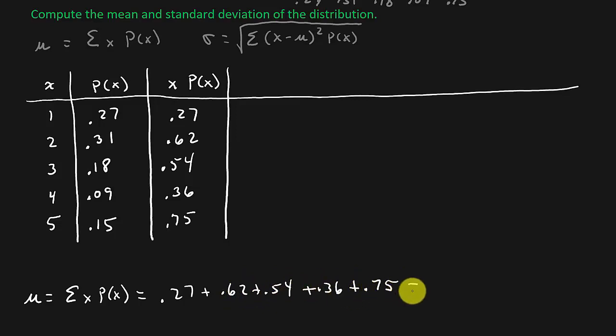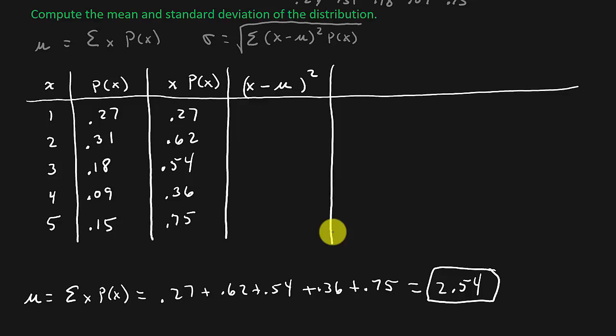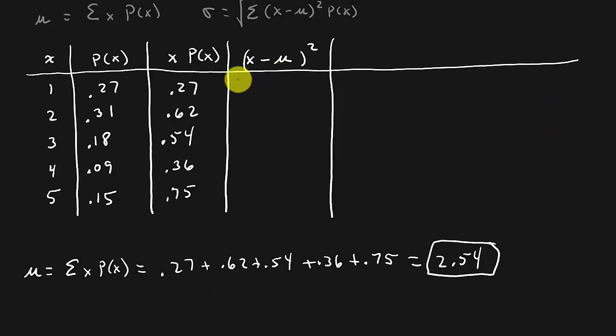Now what do I need? Well, I need x minus mu squared. So let's write the first one out. If I want to find it for the random variable 1, that's going to be x, which is 1, minus mu, which is 2.54, and then all of that squared. When I punch that into my calculator, I get 2.372.